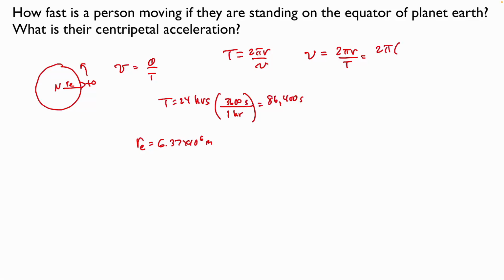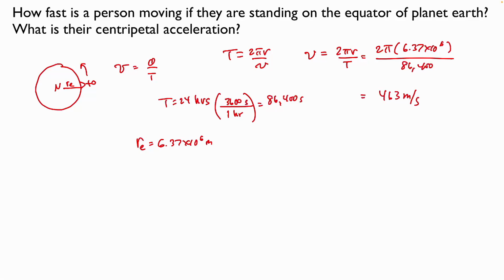So that's 2 pi 6.37 times 10 to the 6 all over 86,400. Because I put meters in, I put seconds in, it's going to come out in meters per second. And so this person is moving at 463 meters per second.